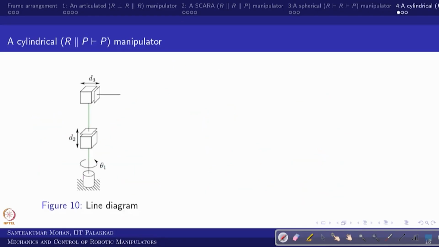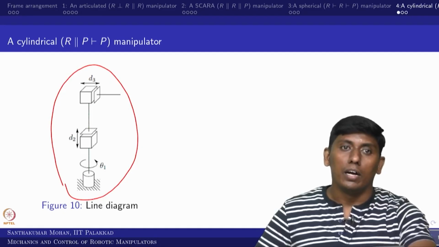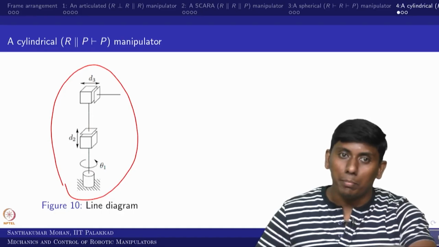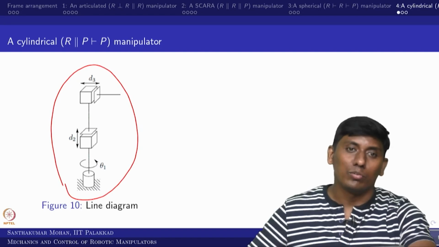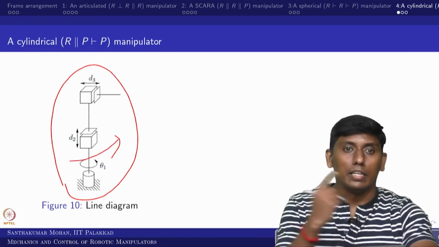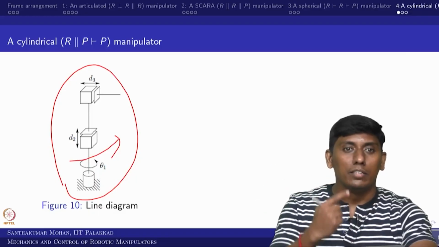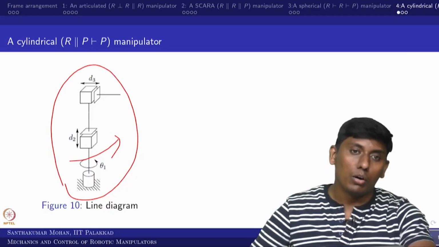Now we will move to one more example, which is where we have two prismatic joints, which we call cylindrical. It is one of the easiest ones, which you would have realized, because most of you would have definitely gone through workshop practice, where you would have seen the cylindrical drilling machine. The cylindrical drilling machine is in this configuration, where first you can rotate the arm, then you can move up and down, and then you can translate to and fro. So, that is the whole idea here.